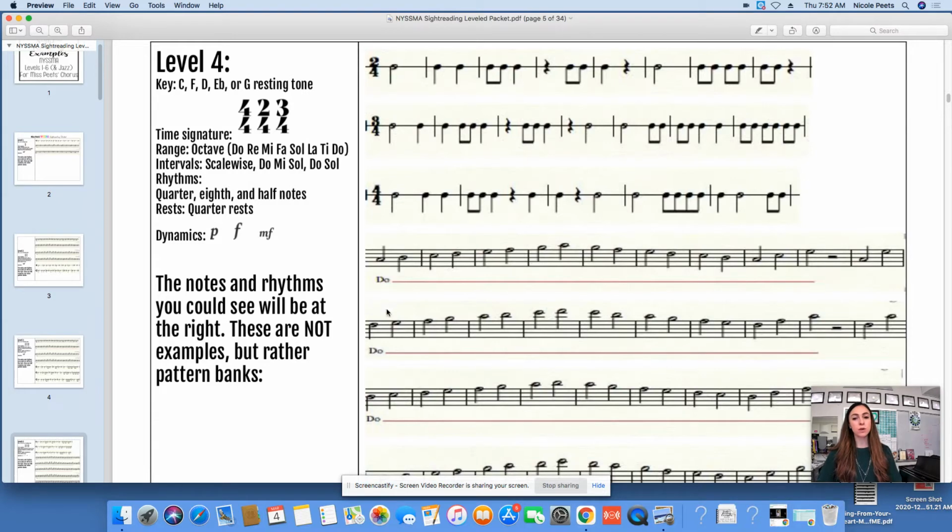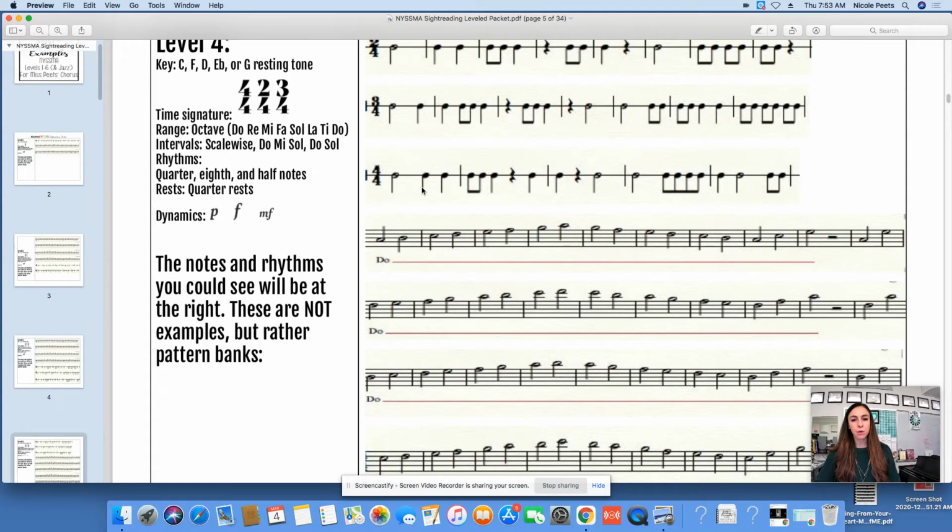They might give you notes that are moving by step, like what you see right here when it goes from space, line, or line, space, without any skips. They might also give you some skips. They might give you a do mi sol pattern, which is easy to see because if you locate your do on a space, then your do mi sol will all live on a space. But if you locate your do on a line, then your do mi sol will all live on a line, like here. You might also see a bigger jump of do to sol. You can see those jumps right here. So if you're doing a level 4 and you see a big jump, you know that it's do sol.